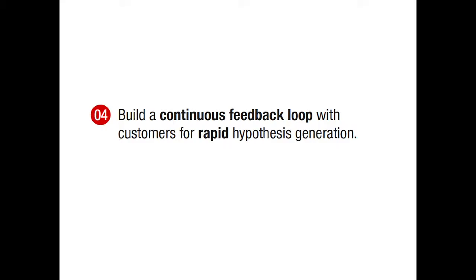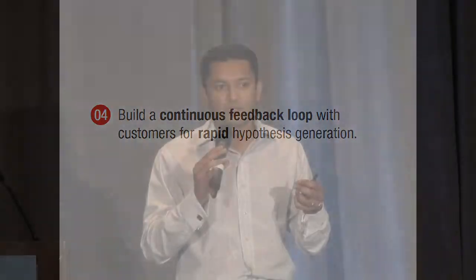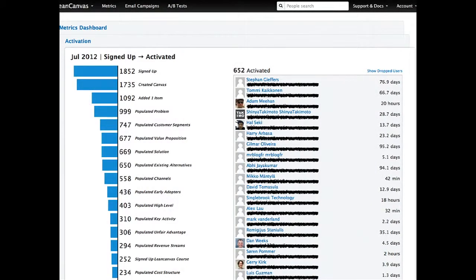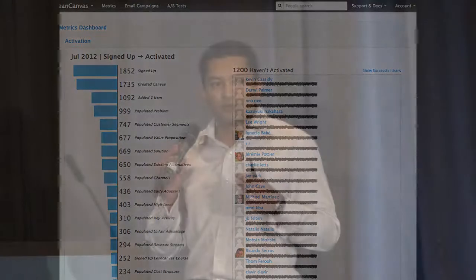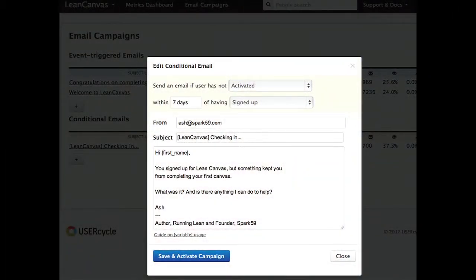The problem was that while the subfunnel was telling us where people were dropping off, it wasn't telling us why. Our own experiments and our own guesses weren't working, so we decided to go to the people behind the numbers and simply ask them. And this is how we did that. We modified our dashboard to show us not only those users that were successfully activating, but also those that were getting stuck. We now had a way of identifying who these users were, but reaching out to them every single day over email quickly became tedious, and so we built an email autoresponder that looked something like this.